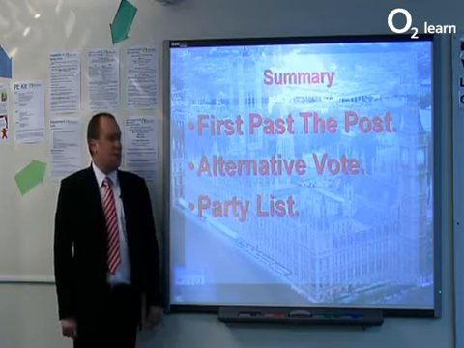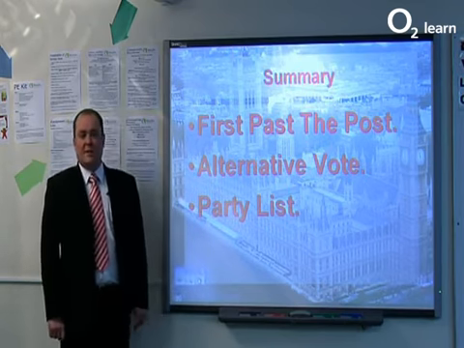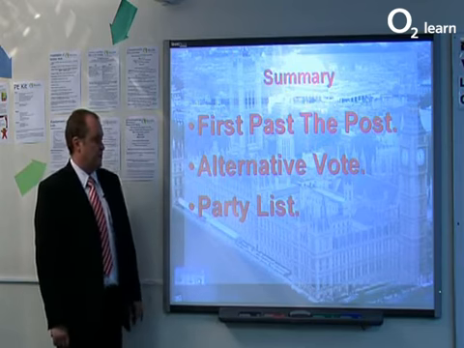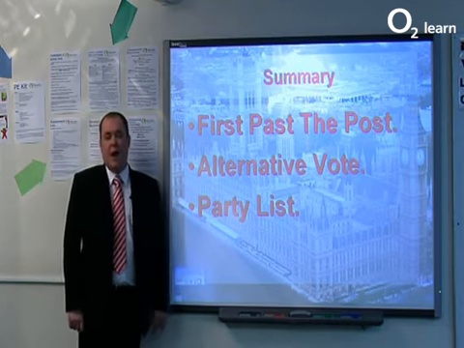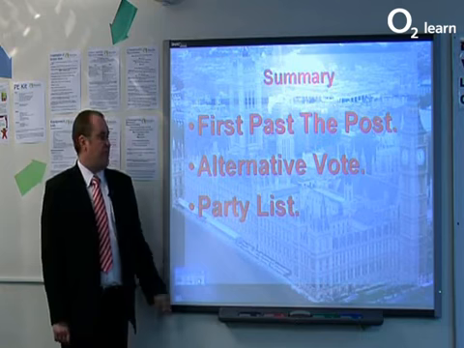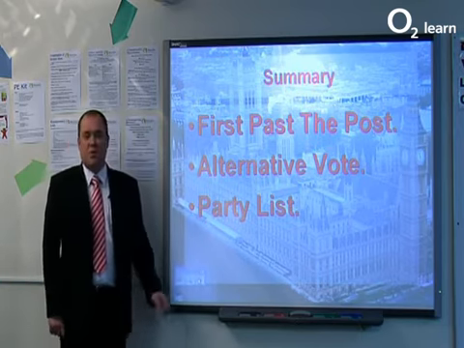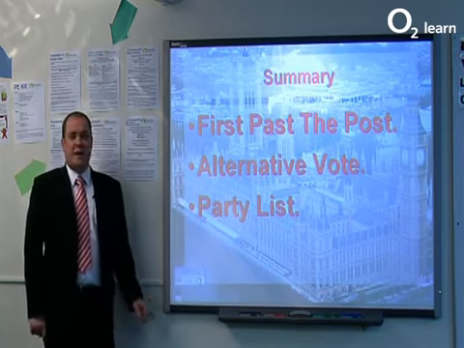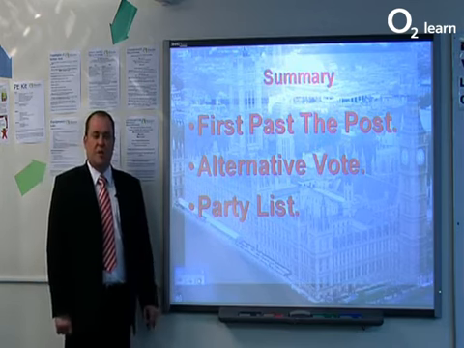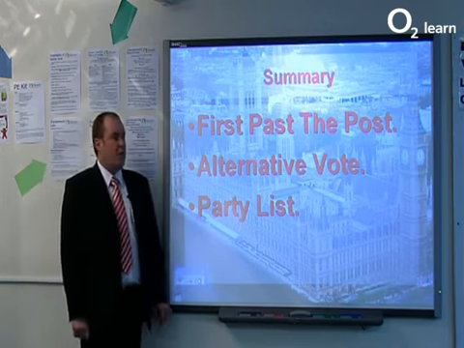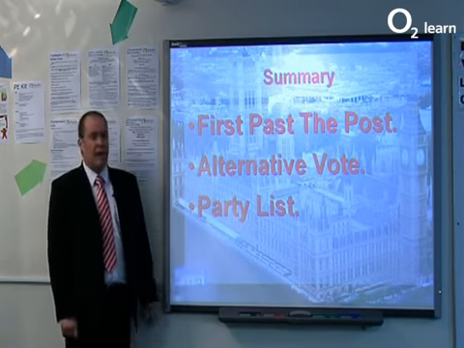So in summary, we've looked at first past the post system, the system that is used at the moment to elect MPs to the House of Commons. The alternative vote, a system where we rank our candidates in order of preference, and therefore we get a candidate who has got the most preferences, either first, second or third choice. And the last being the party list, which is used for European elections, where we choose a party rather than an individual, but representing us in a larger area.